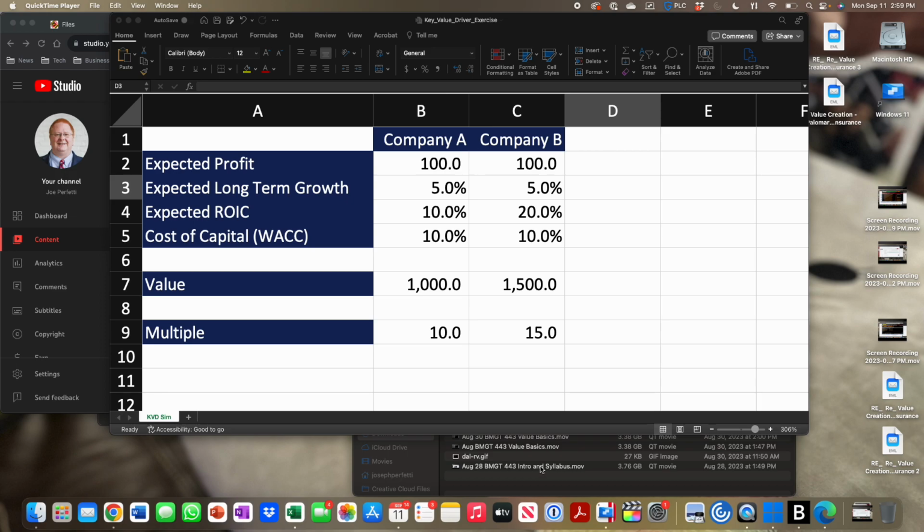I want to talk about these 6 scenarios that you just went through in this exercise, right? So the first scenario was you changed the profit, and when you increase the profit for A and B, what happened to the values? What happened to the multiples? So what did you observe? When you changed the profit, what changed?